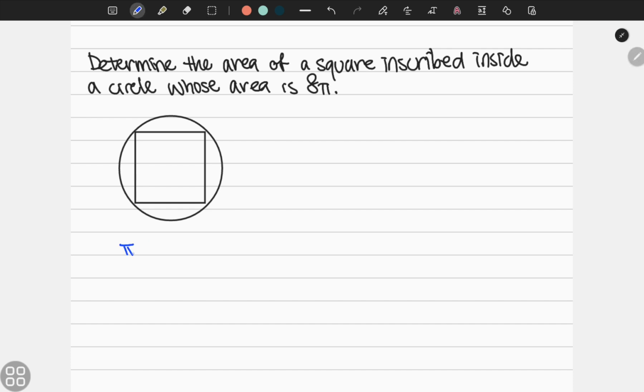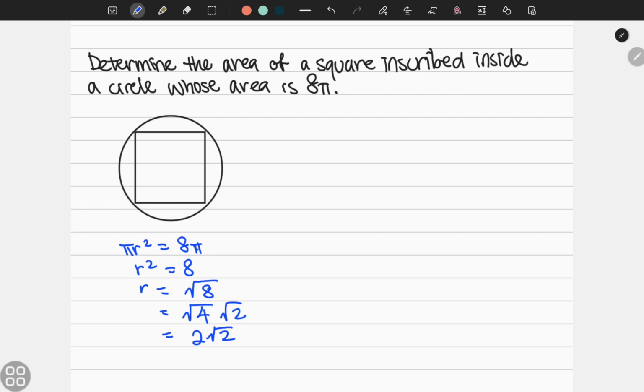Okay, so area of circle, that's pi r squared, and that's equal to 8 pi. Therefore, we know that the value of r squared is 8, and r will then be the square root of 8, and square root of 8 can be rewritten as square root 4 multiplied by square root 2, which is basically just 2 square root 2.